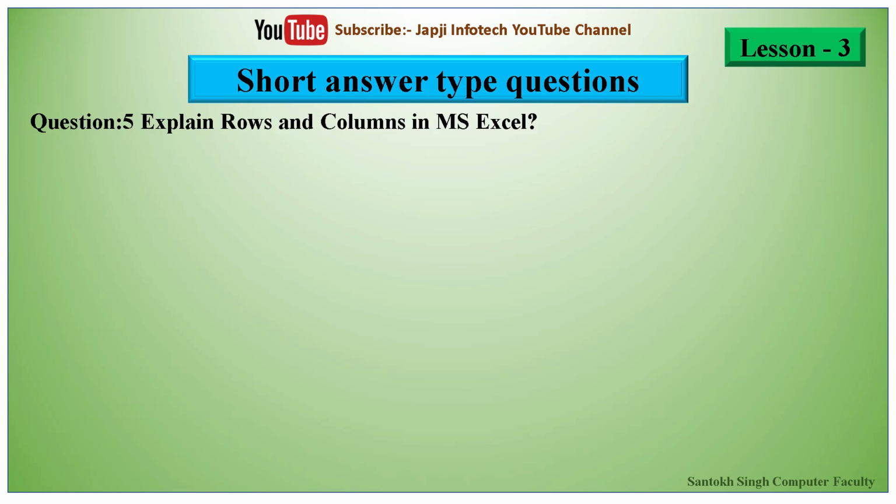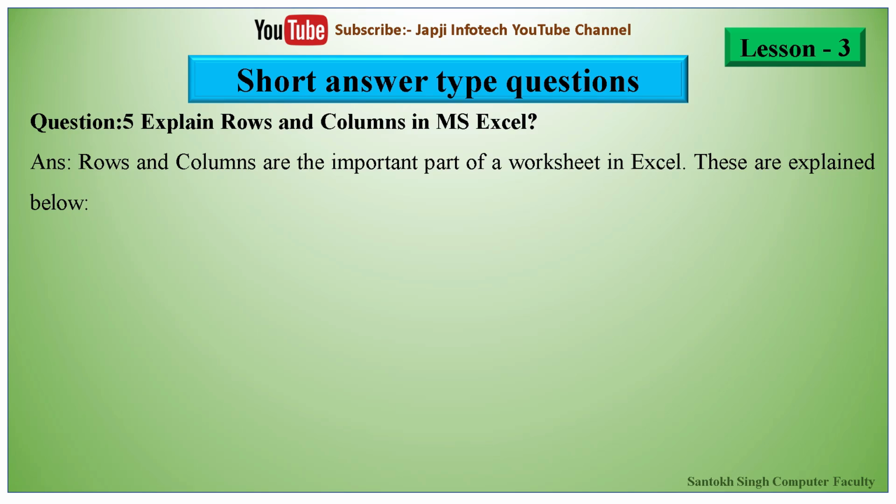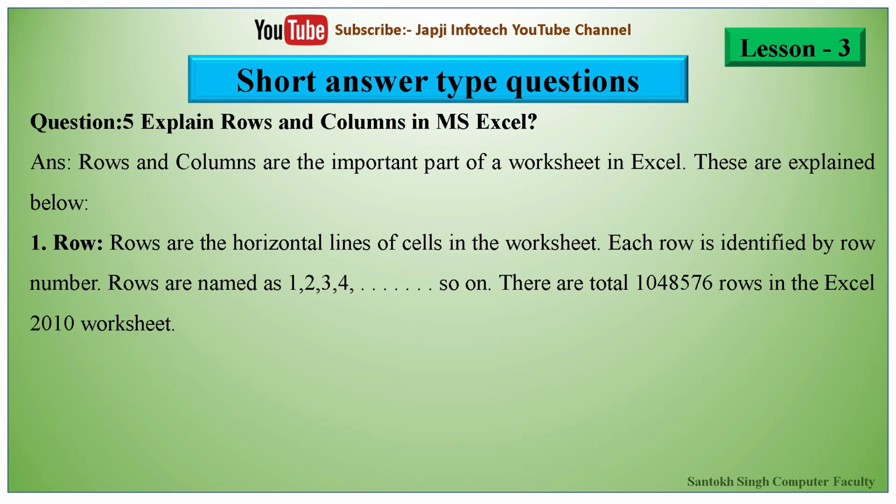And the fifth one is explain rows and columns in MS Excel. So rows and columns are the important part of a worksheet in Excel. These are explained below. The first one is rows. Rows are the horizontal lines of cells in the worksheet. Each row is identified by row number. Rows are named as 1, 2, 3, 4 and so on. So there are total 10,48,576 rows in the Excel 2010 worksheet.